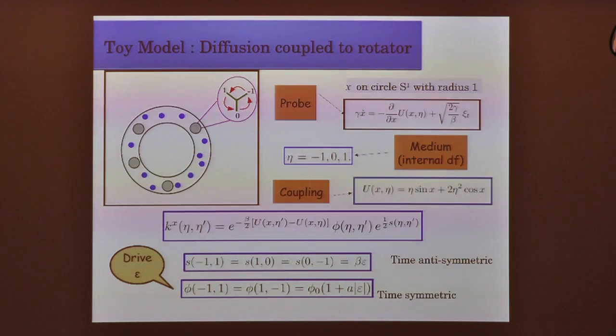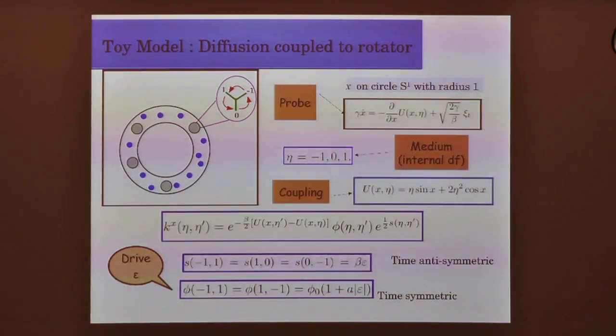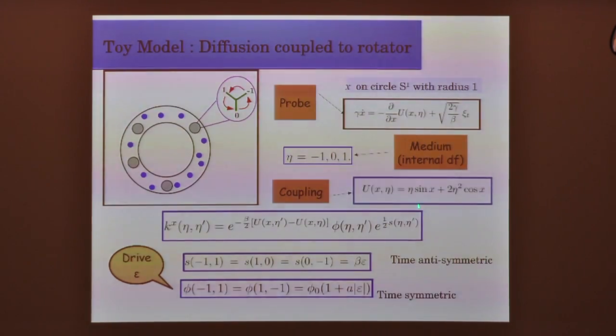I consider this eta as a discrete variable taking values -1, 0 and 1. The numbers are not important, it's just a 3-state process. And we consider the probe is just a diffusing particle on the circle. It's diffusing under this potential u(x, eta), some joint potential, and there's the noise. This noise is coming from the basic equilibrium bath, the blue particles. And eta is a medium degree of freedom, and we consider some joint potential u(x, eta). The form again is not important, it consists of sin x and cos x because we are considering the particle is on a circle.